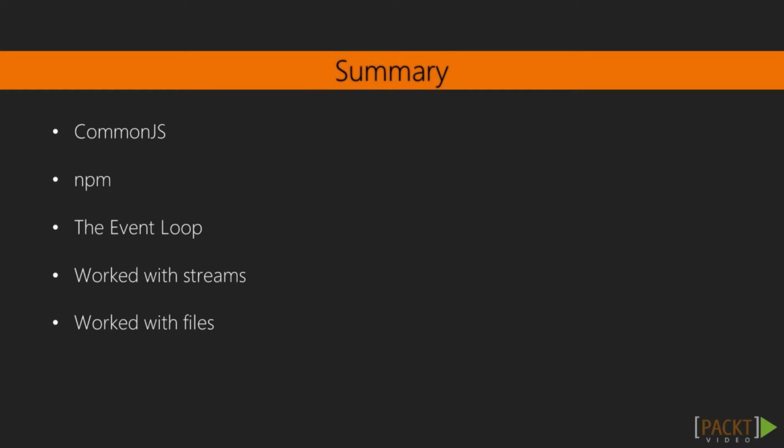In this section, we learned a lot of new concepts, which will be helpful in making our very own Node.js applications. We learned how to import and export modules using CommonJS. We learned how to use the npm package manager to keep our code modular. We learned how the event loop works and how to make applications that run faster. We learned how to work with streams, allowing us to manipulate data on the fly and keep memory consumption low.